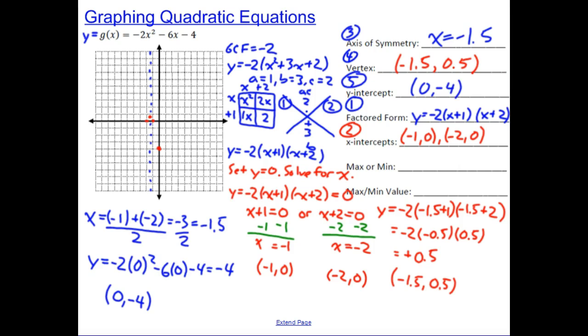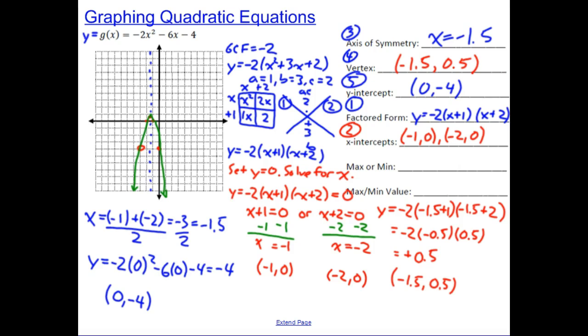And to help my graphing, I can even use the symmetry property to know that if I've got a spot at 0, -4, looking over my graph, I'm going to have another spot over here at -3, -4. I have enough points now that I can actually draw my graph. It's going to look like this, and coming down like that.